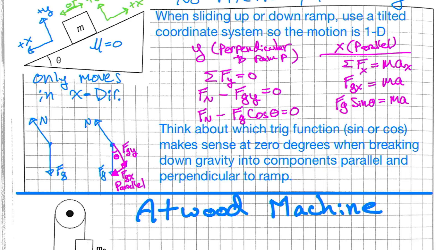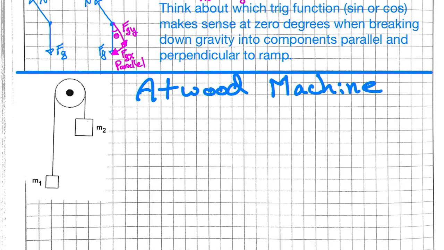Now, for an Atwood machine, we want to use a curved coordinate system. And the benefit of using a curved coordinate system is that it turns this into a one-dimensional problem where everything is moving in the same direction.